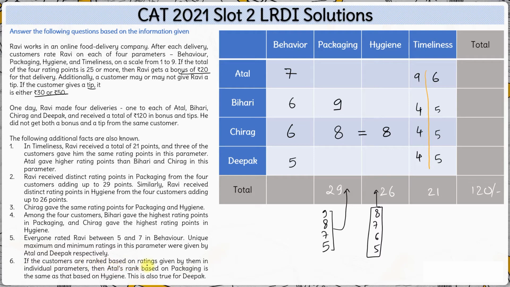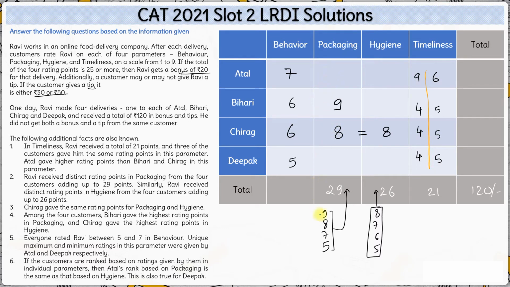If the customers are ranked based on the ratings given by them in individual parameters, then Atal's rank based on packaging is the same as that based on hygiene. This is also true for Deepak. So if we rank customers in the packaging parameter, Atal's rank in packaging will be the same as Atal's rank in hygiene, and the same is the case for Deepak. Now obviously Bihari will be the first ranked and Chirag will be the second ranked customer for packaging. So Atal will be the third or the fourth ranked customer for packaging.